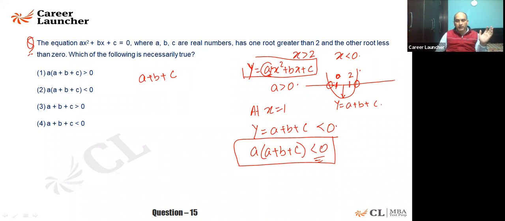So when you put x is equal to 1, y comes out to be a plus b plus c. When a is greater than 0, a plus b plus c will come out to be negative. Why? Because this is the x-axis, or y is 0. So at 1, a plus b plus c, which is the value of y, will come out to be negative. So that's why a into a plus b plus c comes out to be a negative value. Is it fine now?